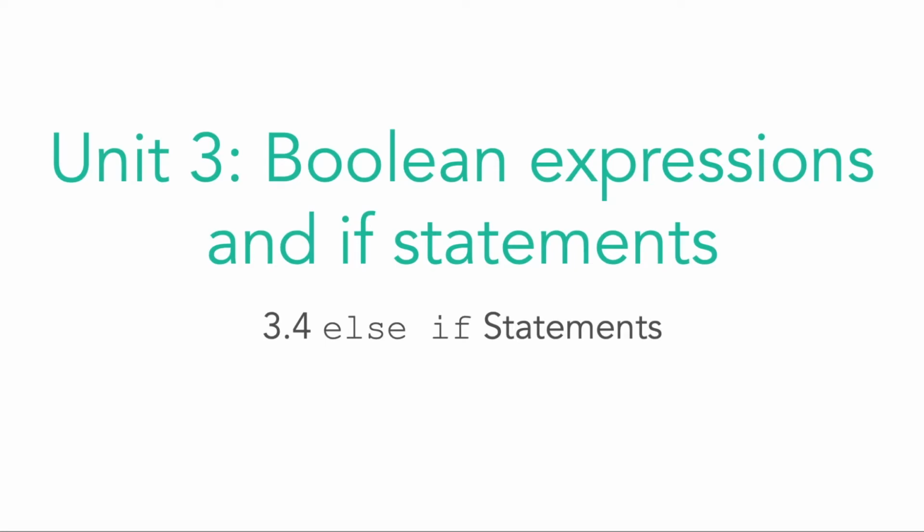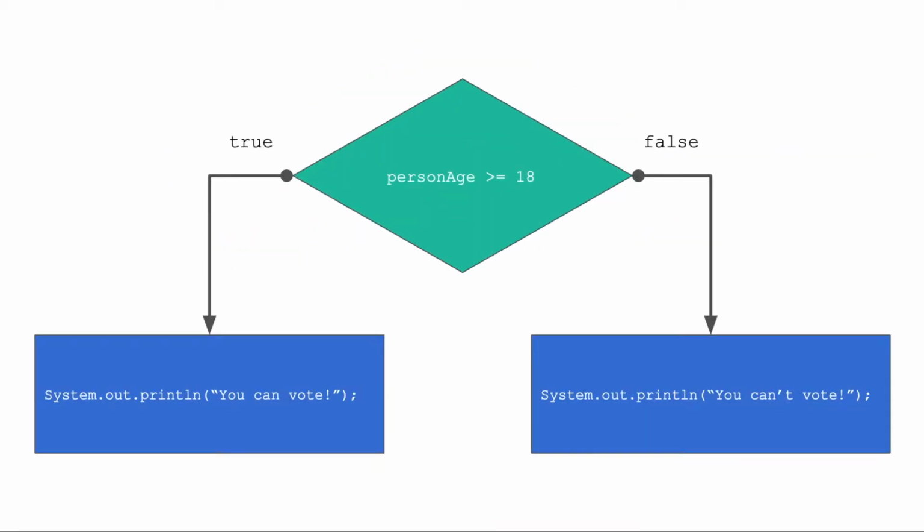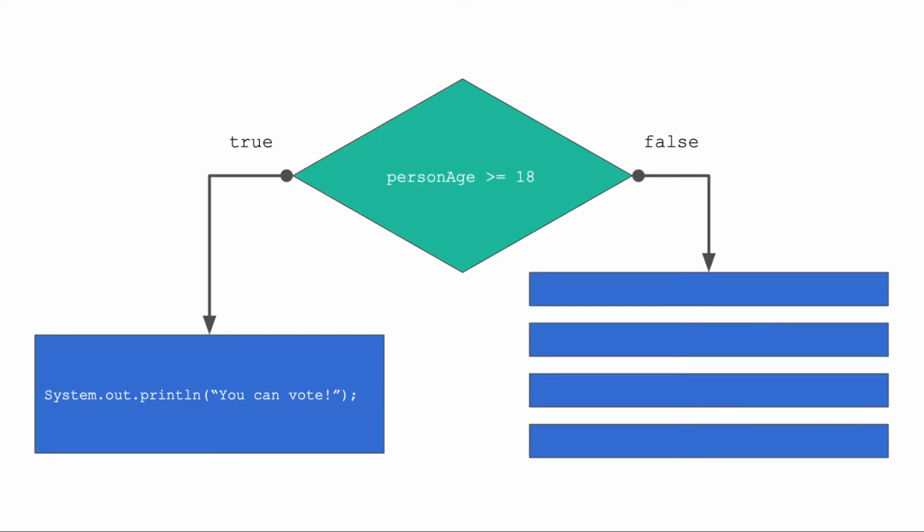Unit 3, Boolean expressions and if statements. Topic 3.4, else-if statements. Previously, we looked at one-way selection and two-way selection. What if we wanted to program even more multiple options? We can do so through multi-way selection using the keyword else-if.